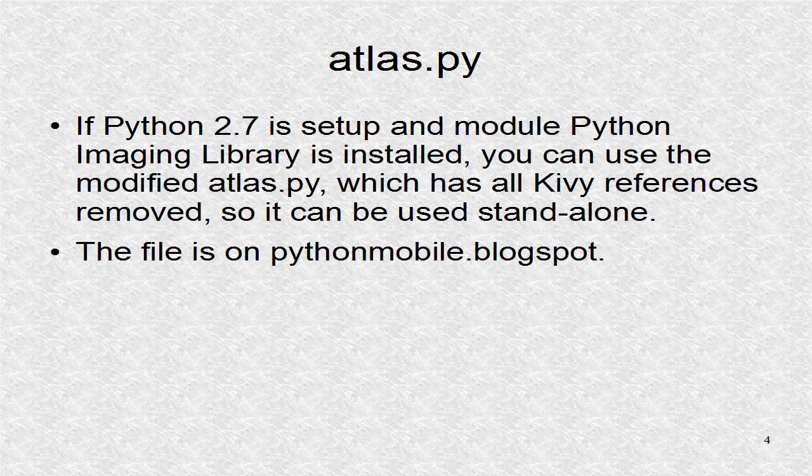4. Assuming you have installed both Python 2.7 and also PIL, the slightly modified atlas.py file can be used, and which is on Blogspot. You can have different Python versions installed in your system. When Python 2.7 is installed, it will be installed to C:\Python27. During the PIL setup, make sure it indicates the correct directory.